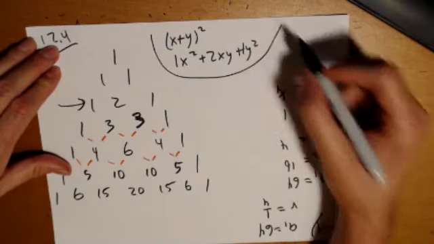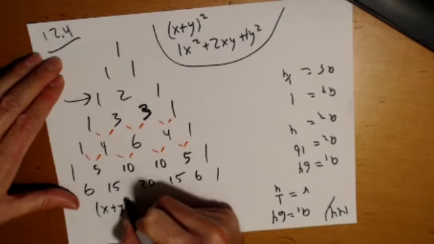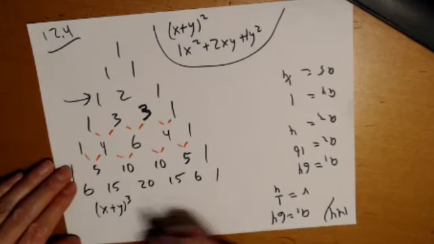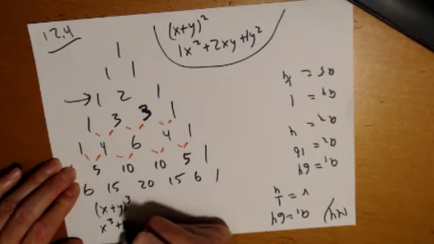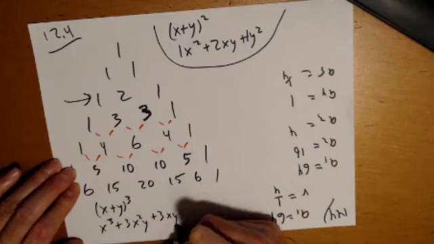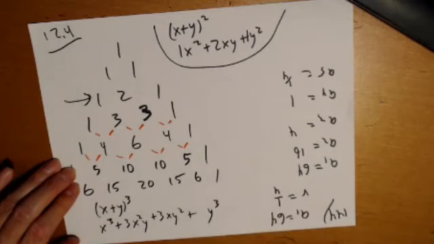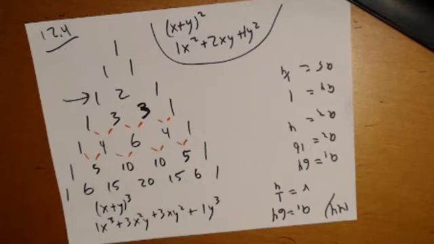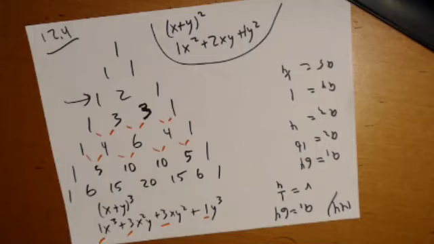Okay. So what if I did x plus y cubed? Turns out if I were to actually multiply this all out, you could go ahead and verify this, I would get x cubed plus 3x squared y plus 3xy squared plus y cubed. And then if I put a 1 here and a 1 here, you could clearly see the 1, 3, 3, 1. Oh, so there's a pattern.